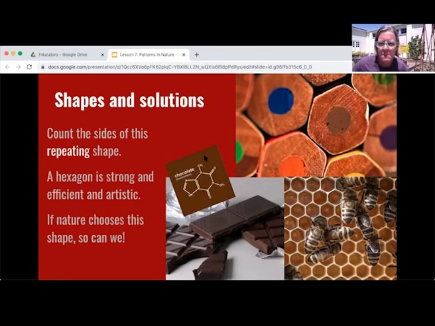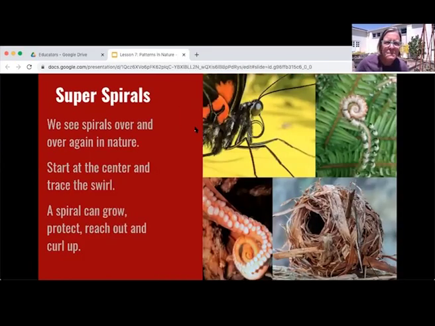It's very efficient. In fact, if we could use a high-powered microscope and zoom in on a chocolate bar, you would even notice that chocolate uses a hexagon to keep that chocolate bar very strong and make that snapping sound when you break it, all because of the hexagons.